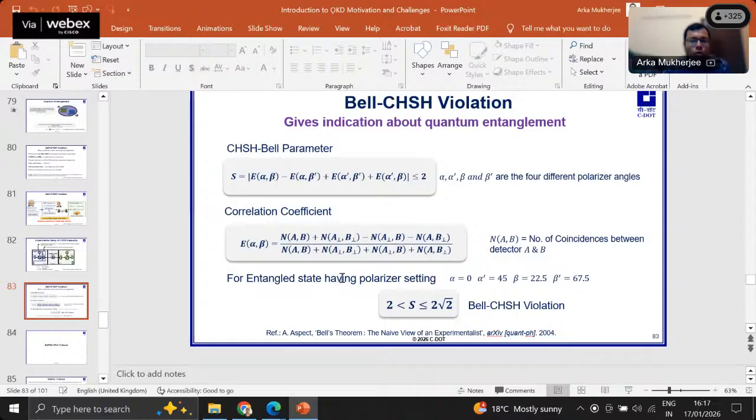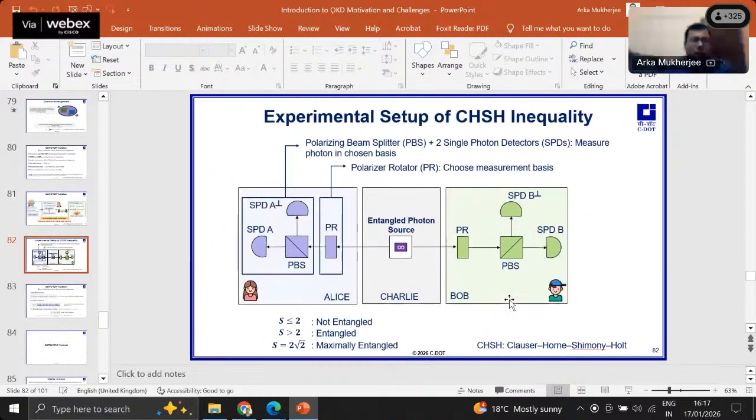For a classical source or classically correlated source, these things will not be violated. So the value of S will be less than or equal to 2. That is mentioned here, not entangled or classical source.